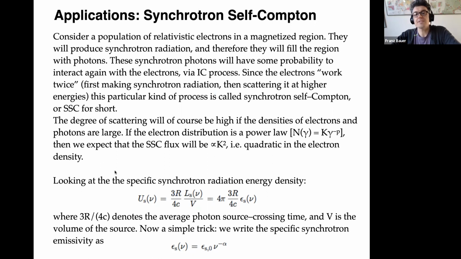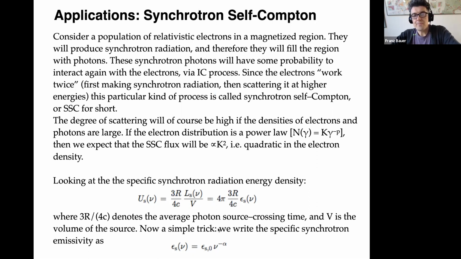So let's imagine that we have a synchrotron source that's radiating synchrotron. And we consider the synchrotron energy density will go like this. So we have the luminosity of synchrotron over some volume to give us the density. And this is related to the photon crossing time, which will give us some estimate of this energy density here. And so we can think of this as this photon crossing time times the emissivity of synchrotron.